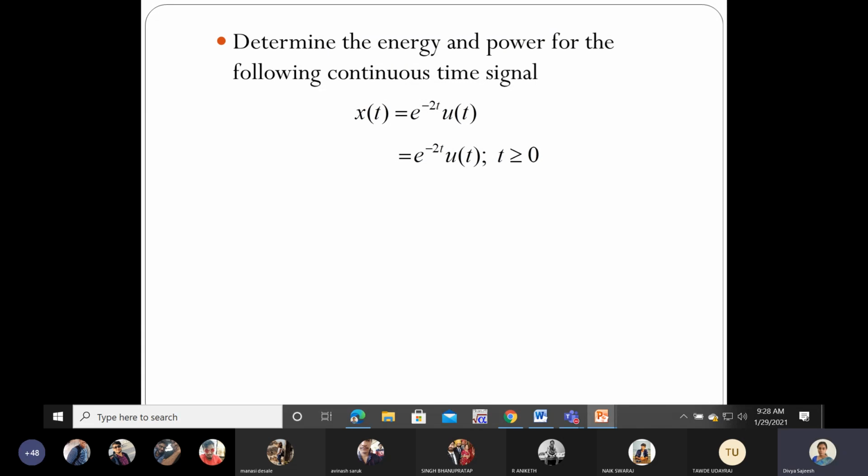Now let us take another example. Determine the energy and power for the following continuous time signal. x of t is equal to e raised to minus 2t into u of t. So what is u of t?